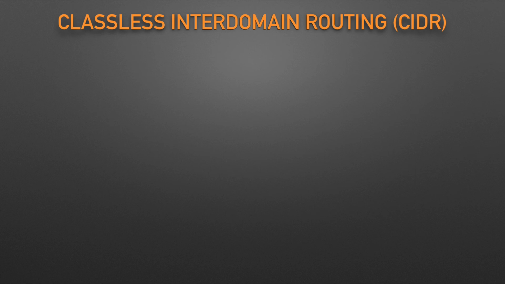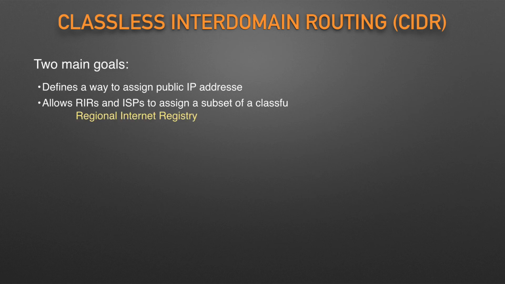CIDR is a global address assignment convention that defines how the Internet Assigned Numbers Authority, IANA, its member agencies, and ISPs should assign the globally unique IPv4 address space to individual organizations. CIDR has 2 main goals. First, CIDR defines a way to assign public IP addresses worldwide and to allow route summarization.